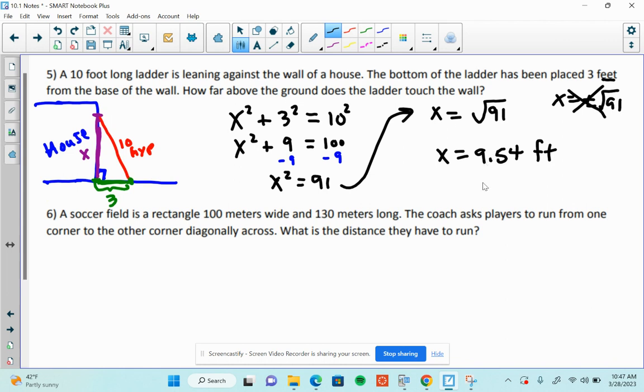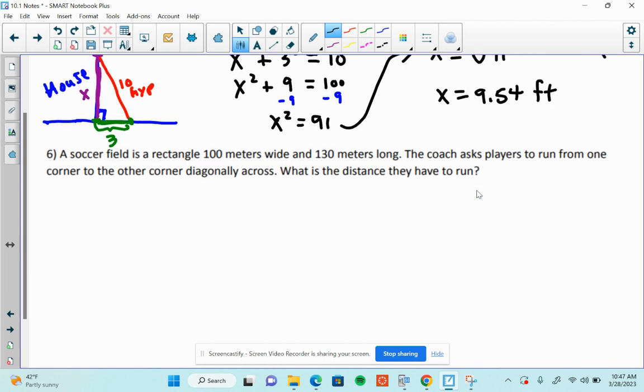All right, let's do example 6. A soccer field is a rectangle, 100 meters wide and 130 meters long. Coach is asking players to run from one corner to the other corner diagonally across the field. What is the distance they have to run? So I'm going to draw a little picture. Remember, a rectangle has 4 right angles. I'll put a little right angle right here in the corner. And we're having the players run from corner to corner along that diagonal.